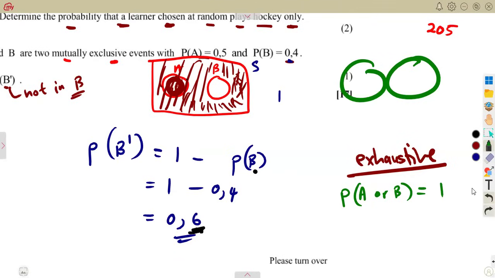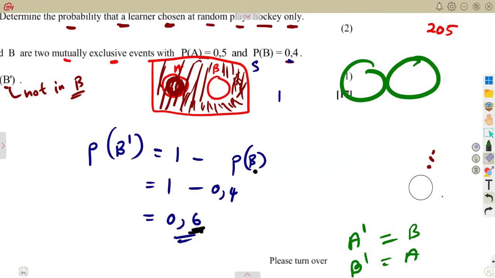So meaning to say, if it is not in A, it is going to be in what? It is going to be in B. If it is not in B, it is going to be in A. That's for the exhaustive. Now do not confuse. You might have had a question like that.